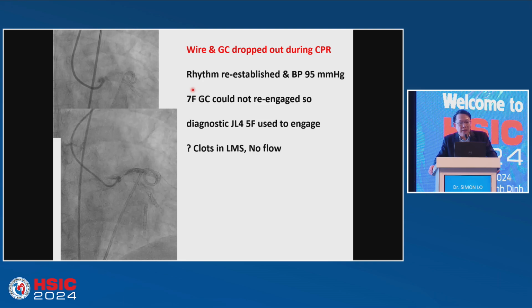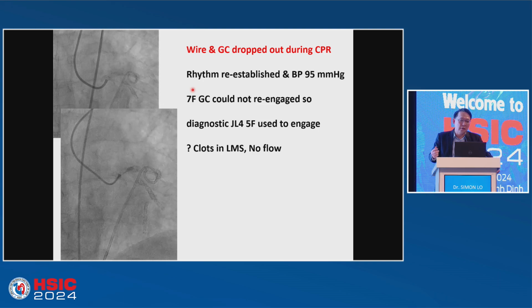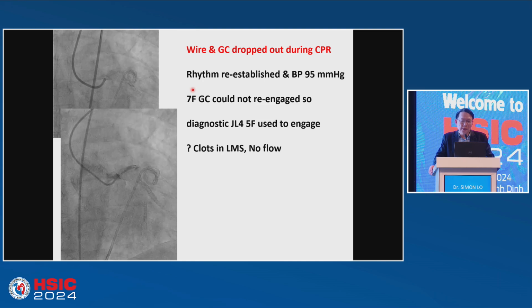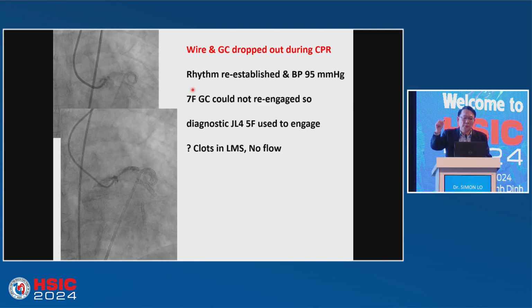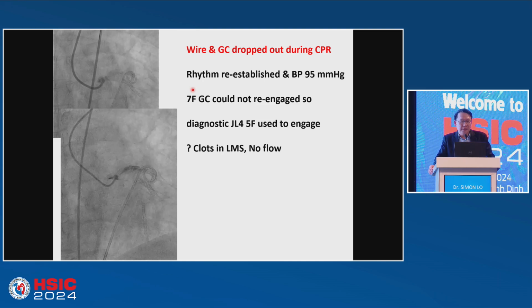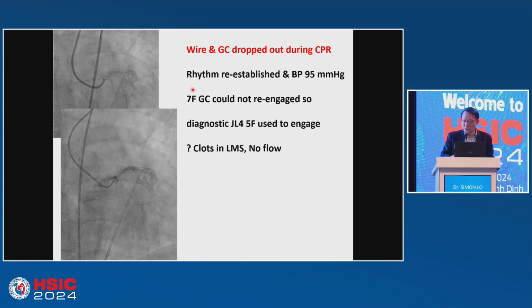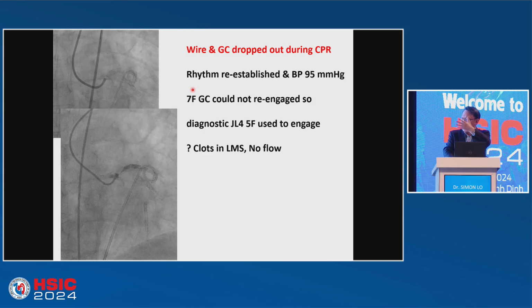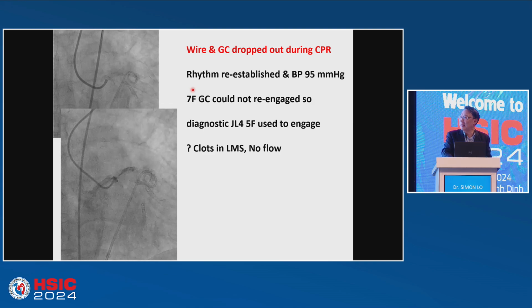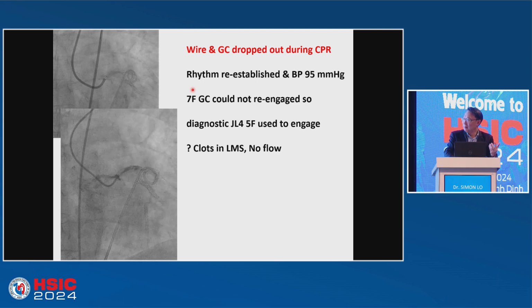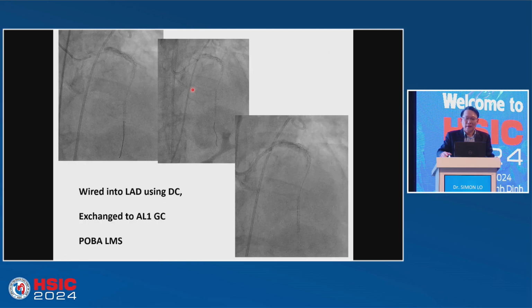A 7 French guiding catheter I wanted to put back, but could not re-engage. So I have to use a diagnostic catheter, 5 French, a small catheter, to get into the left main stem. And I did 1 shot. What happened? I think there are lots of clots, but there's no flow in the left main stem, as you can see in the bottom angiogram. Okay, I think there may be a lot of clots. The expert panelists will see this, and I'll let you have a look at it a few more times. Is it clot or is it something else? You see? Okay, no flow.